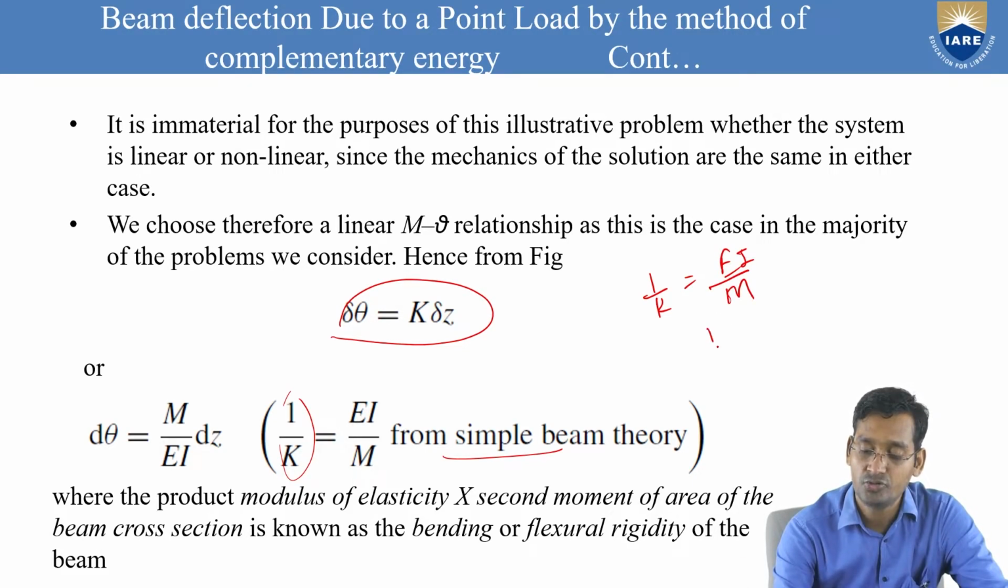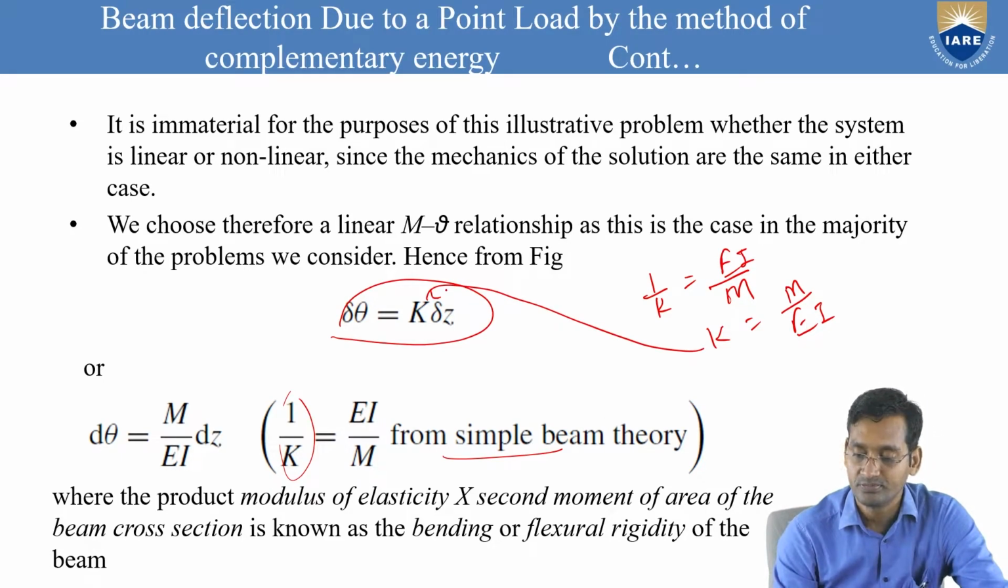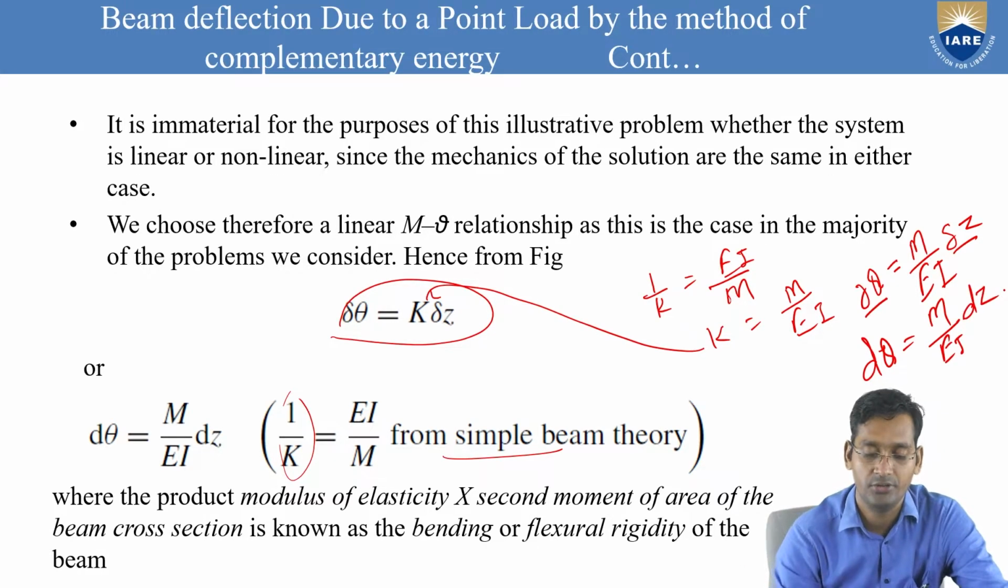So k will be equal to, taking the reciprocal, M by EI. Now put this k here. After putting it, d theta equals M by EI for k into dou z. If you are taking d, then d theta equals M by EI into dz.